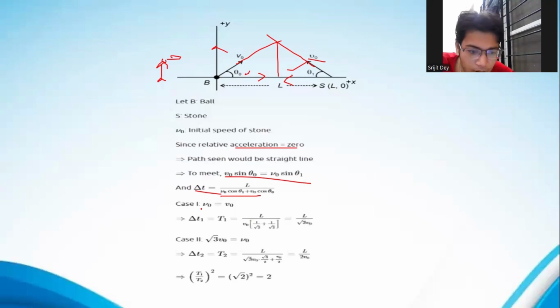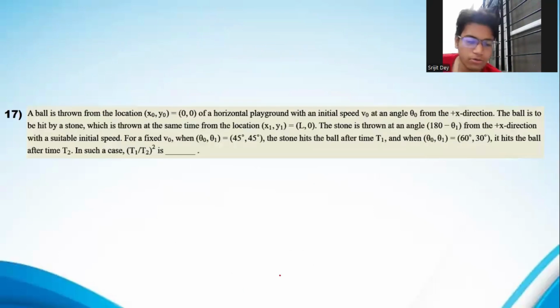Now, there are two cases that are mentioned in the problem. So that is what the first T1 you get, and this is the next T2 you get, and then on solving you get T equal to 2. So the answer of this is nothing but 2.